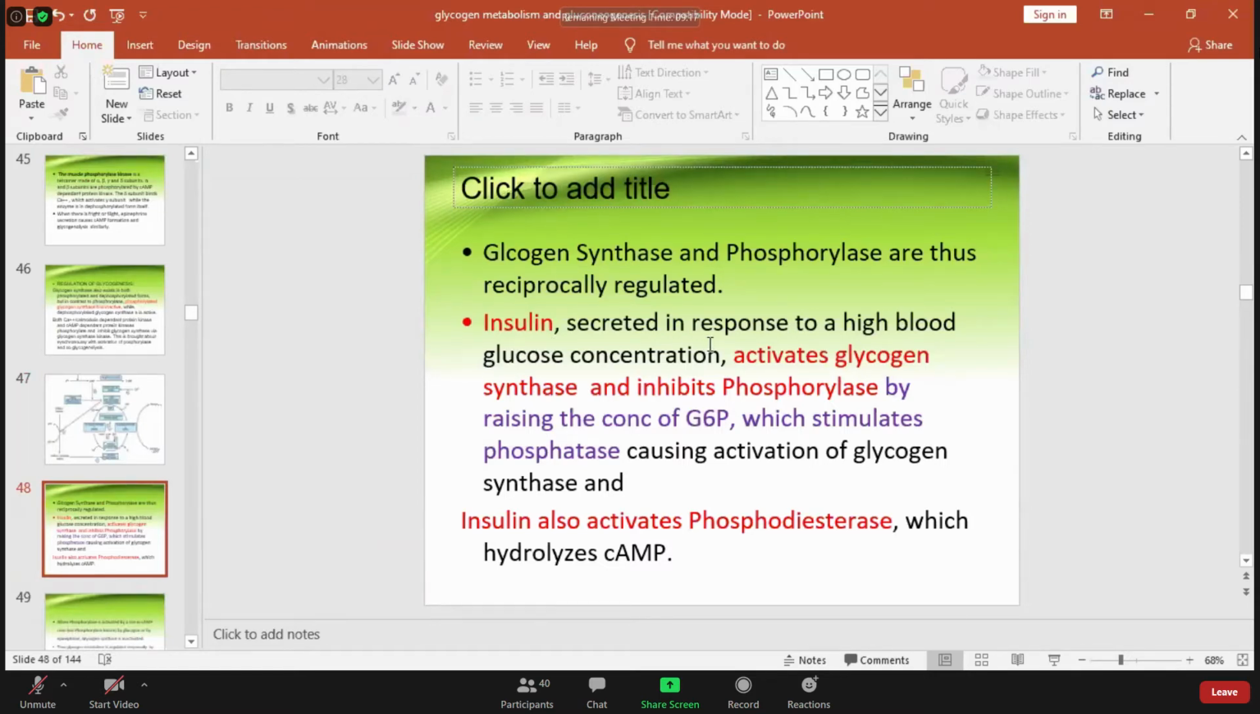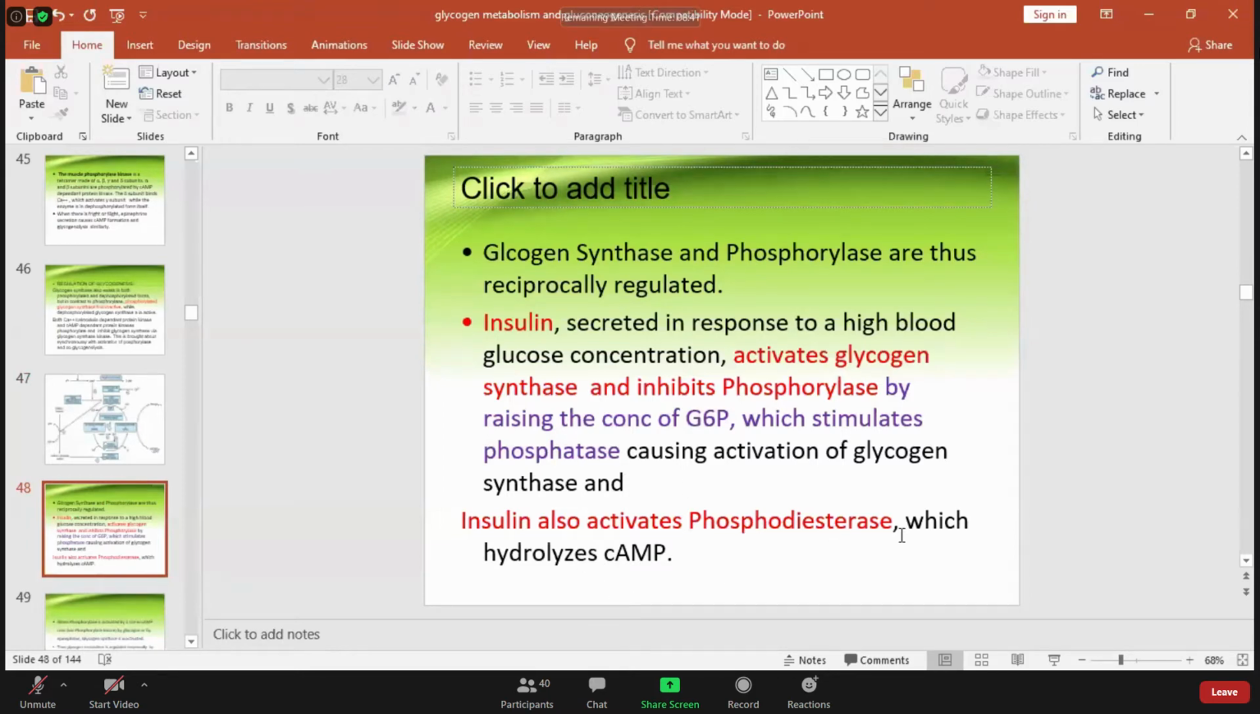Insulin secreted in response to a high blood glucose concentration activates glycogen synthase and inhibits phosphorylase by raising the concentration of glucose 6-phosphate, which stimulates phosphatase, causing activation of glycogen synthase. So this you should remember. How does insulin do this? By activating glucokinase and so forming glucose 6-phosphate. This inhibits phosphorylase, and it stimulates phosphatase, causing activation of glycogen synthase.